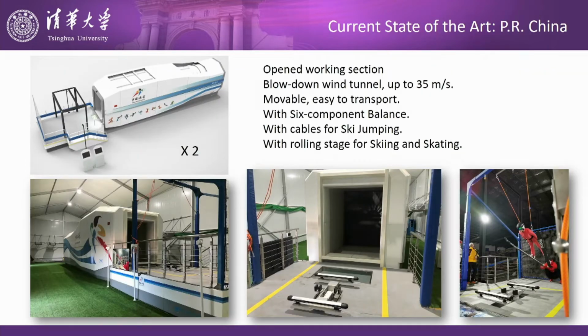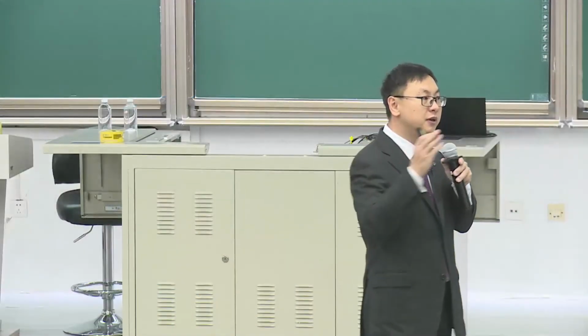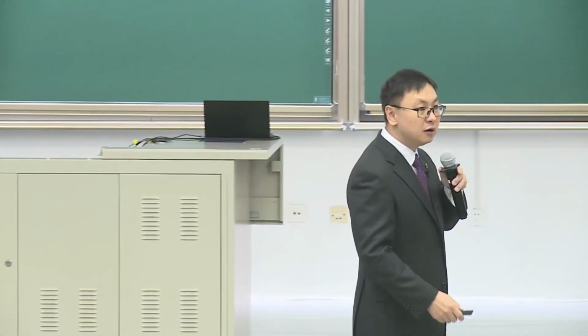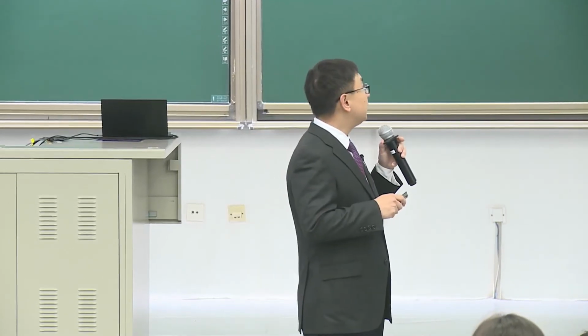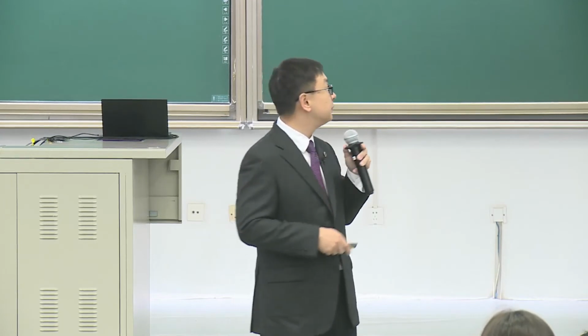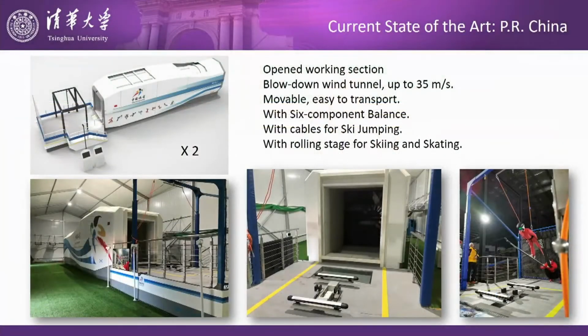What do we have in China? Don't worry, we have even better ones. First, the little brother. We have two of them. They are movable and can be transported by truck, so they can be transferred from one base to another, one city to another, to accompany the training program of athletes. It has 6-component balances, a cable for ski jumping, and a rolling stage for skiing and skating. All right, this is a picture of it, a ski jumping training.